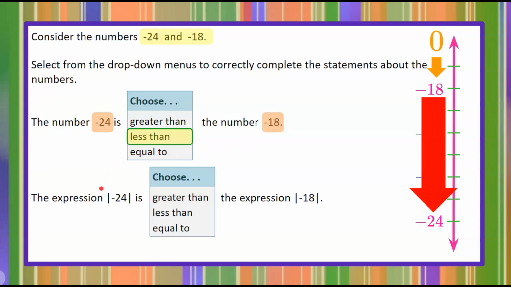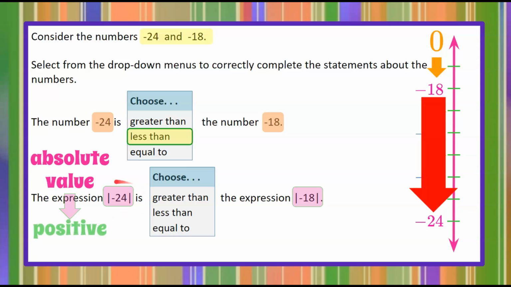Now let's look at the next expression. We have absolute value of -24 and absolute value of -18. When we're talking about absolute value, we're going to talk about the positive value, because absolute value represents the distance a number is from 0, and distance is always positive. So think about traveling to your friend's house. If you live 2 miles away from your friend, when you get to your friend's house, you're still 2 miles away from your home. Distance never becomes -2 depending on where you are.